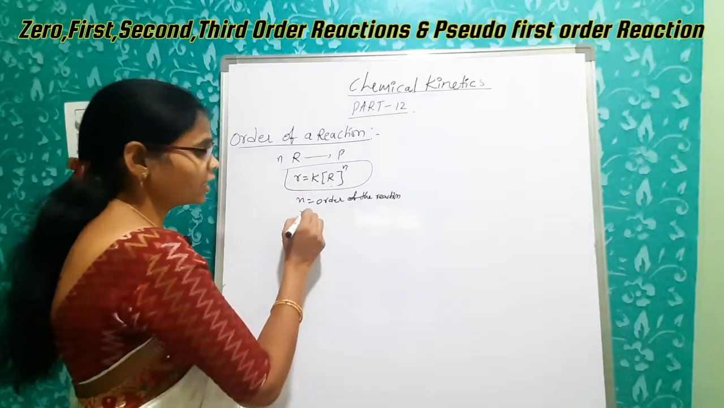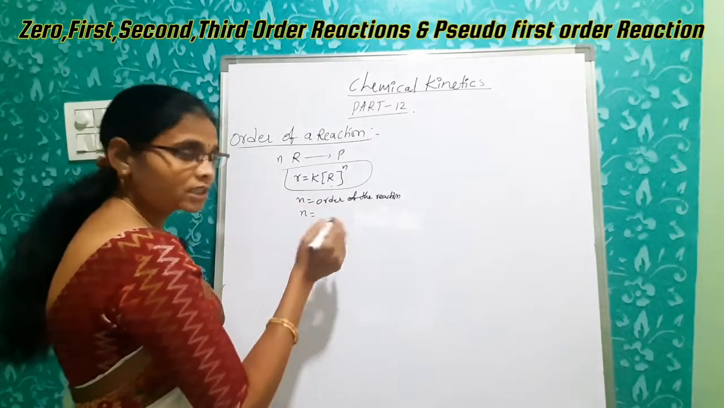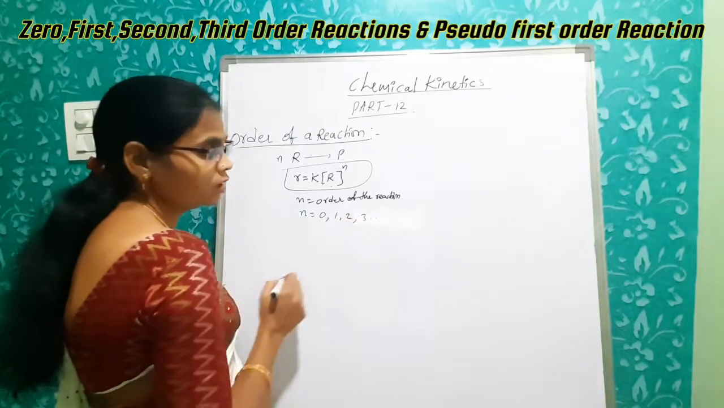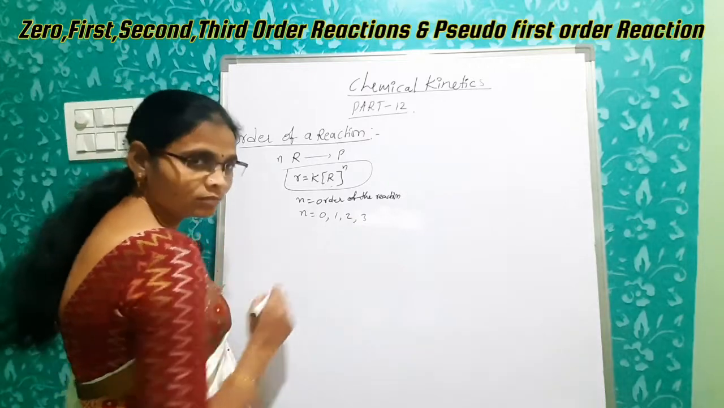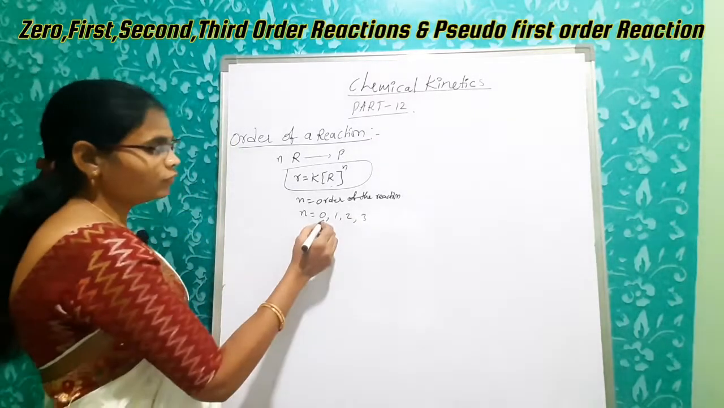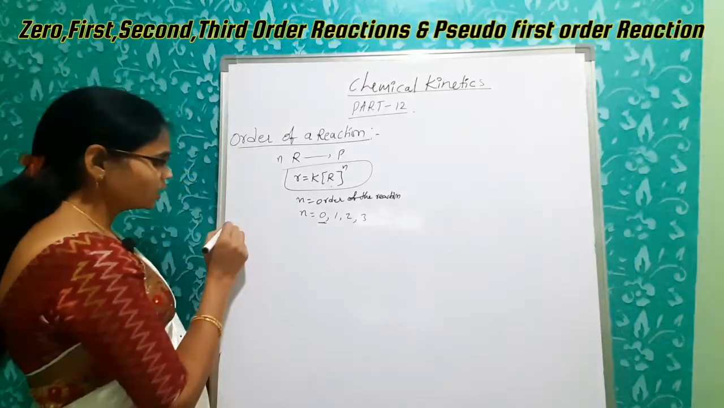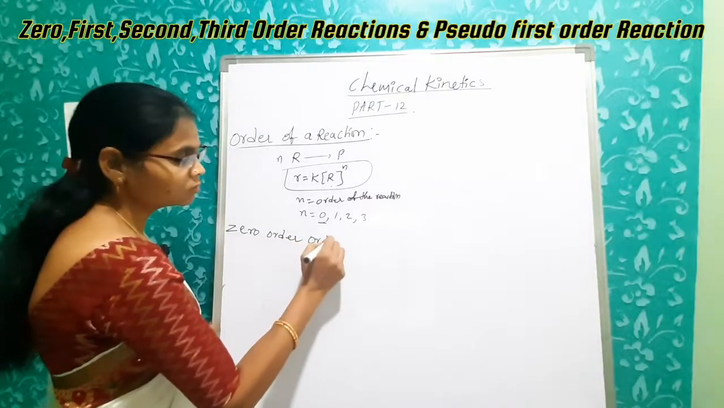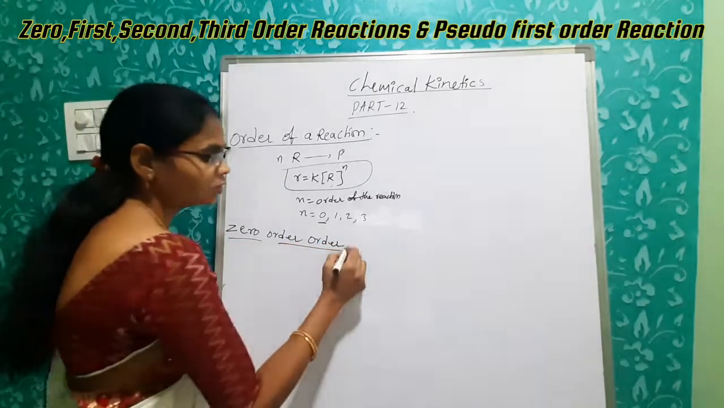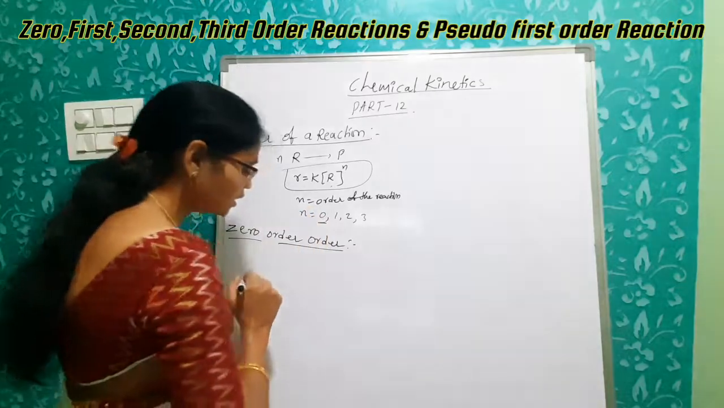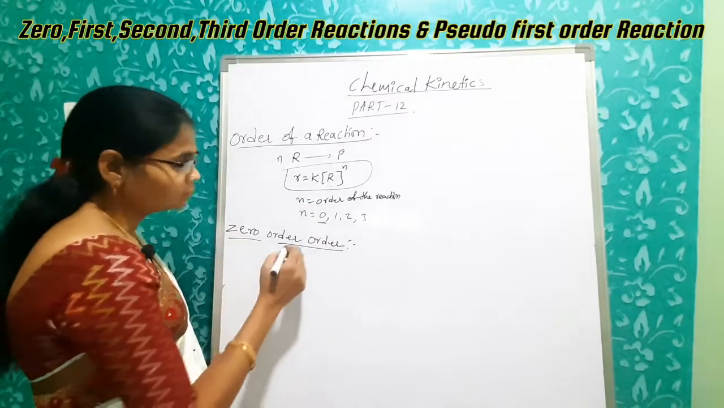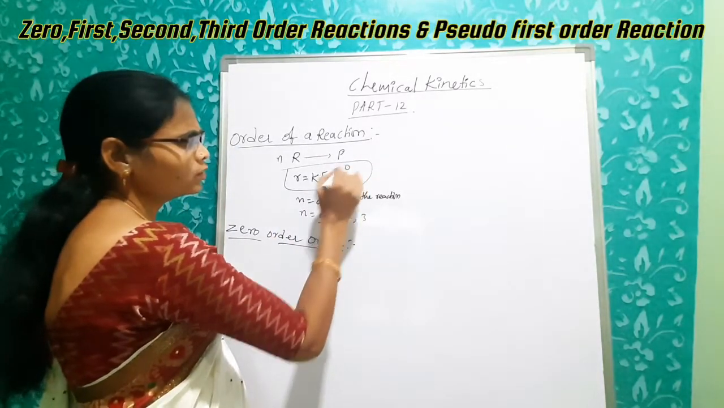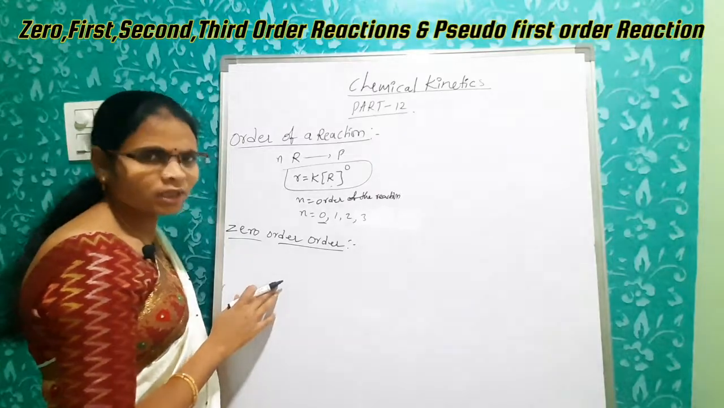This value may be positive, negative, fractional, including 0, 1, 2, 3. More than 3 order is very rare. If order is 0, they are called simply 0 order reactions. Suppose, for example, reactant gives products. Here instead of n it may be 0, so that is called simply a 0 order reaction.